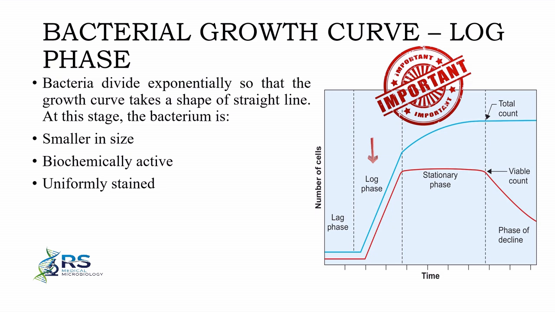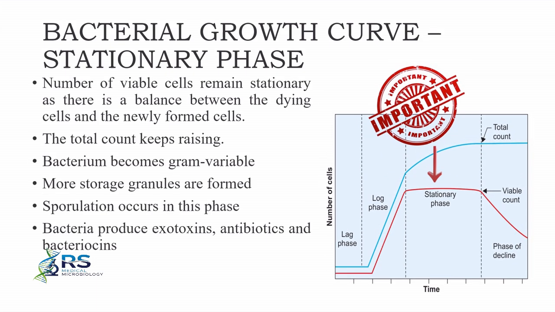This is followed by a log phase, where there is an exponential multiplication, that is, the number of bacteria will multiply. They are smaller in size and they are uniformly stained in gram staining, and they are biochemically very much active.